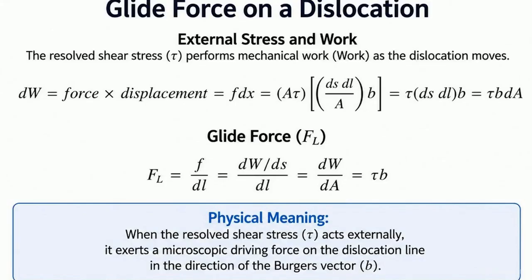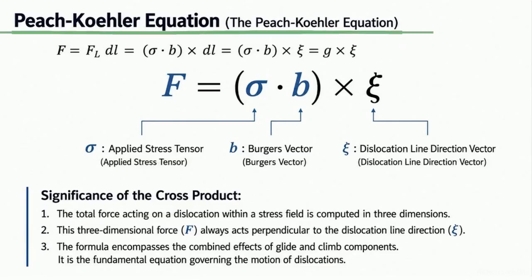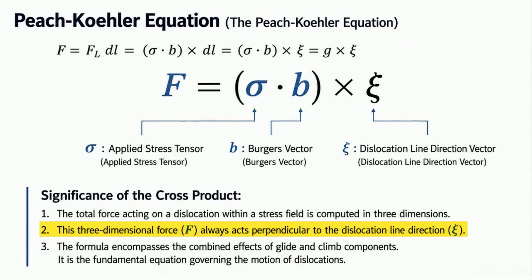By dividing the work performed by the distance moved, we isolate the glide force per unit length, represented at the bottom as FL equals tau times b. For three-dimensional stress states, we rely on the Peach-Koehler equation. This formula computes total force, using the applied stress tensor, the Burgers vector, and the line direction vector. Due to the cross product, the resulting force always acts perpendicular to the dislocation line.